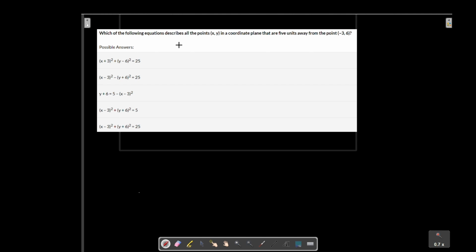So in this question, indirectly they are asking us to find the equation of the circle. 5 units away from the point negative 3 comma 6. We can consider negative 3 comma 6 as the center, 5 units as the radius. Then we can say the remaining points on the circle are 5 units, the radius units, away from the center, which is negative 3 comma 6. They are indirectly saying the center of the circle is negative 3 comma 6. Radius is 5 units.